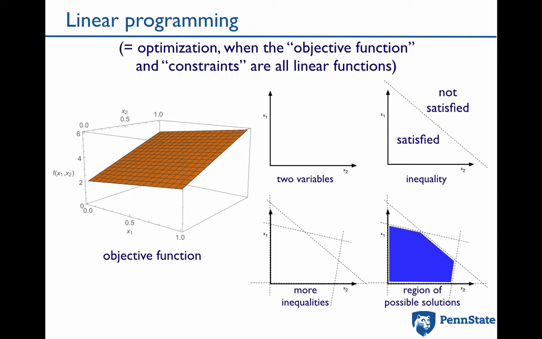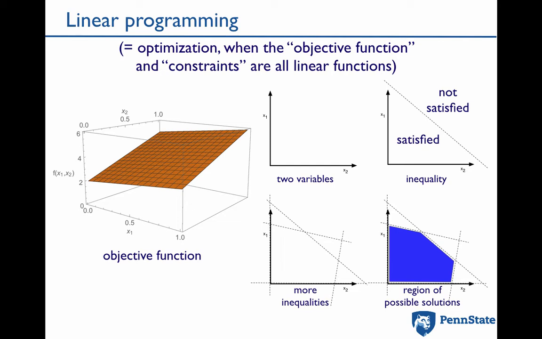We might have more inequalities corresponding to further dashed lines, as shown in the lower left graph, each of which specifies a constraint on the region in which we can look for possible solutions. If the constraints are all inequalities here, then every single one of them says that the solution must be on one side of the line and not the other side.